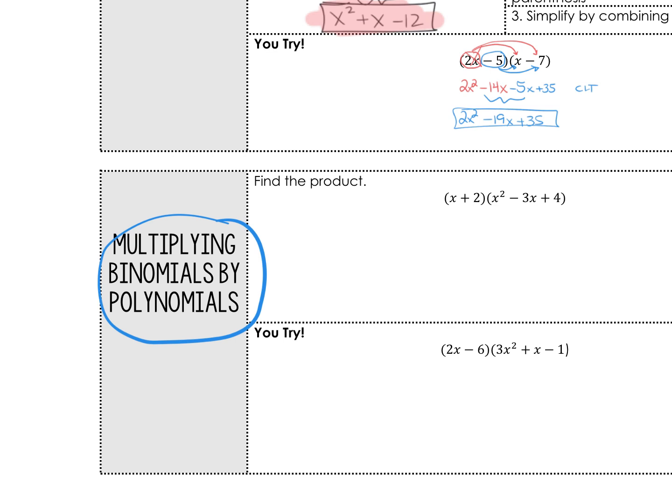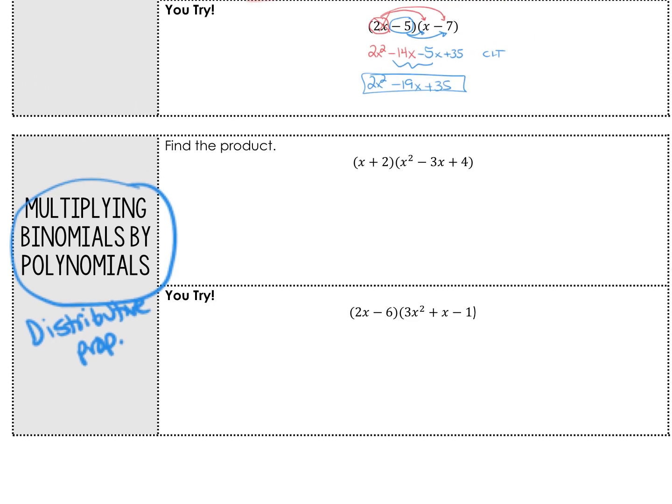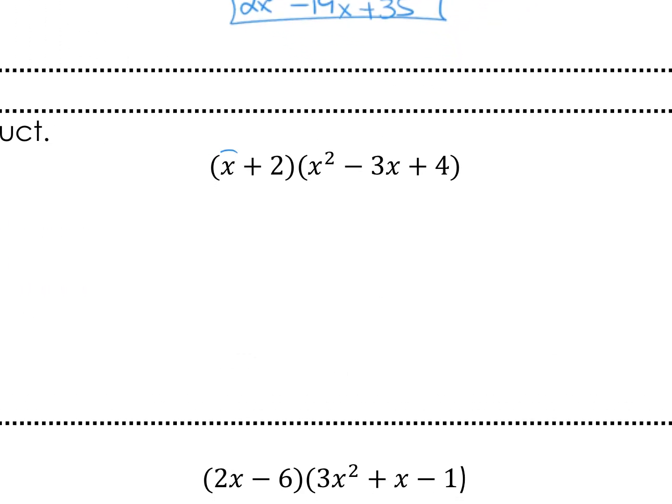So in taking a look at the other kinds, this is where you can't use FOIL. We'd have to use the distributive property because FOIL is only for two binomials. So let's take a look at this first one. I'm going to take x and I'm going to distribute it. Now this is x to the 1, so x to the 1 times x squared is x cubed. X times negative 3x is negative 3x squared. Remember, I'm just adding those exponents. X times 4 is 4x. Now I've distributed x to everything in that second polynomial, so x is done. Now I pick up the 2.